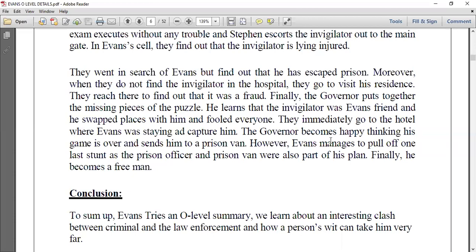You understand that? So here, too much suspense, too many suspicious things, and some twisting activities in the lessons, moments in the lessons. So here they immediately go to the hotel where Evans was staying, and they captured him. The governor becomes happy, thinking his game is over, and sends him off in the prison van. However, Evans managed to pull off one last stand: the prison officer and the prison van were also part of his plan. Finally, he becomes a free man and cheated everybody.